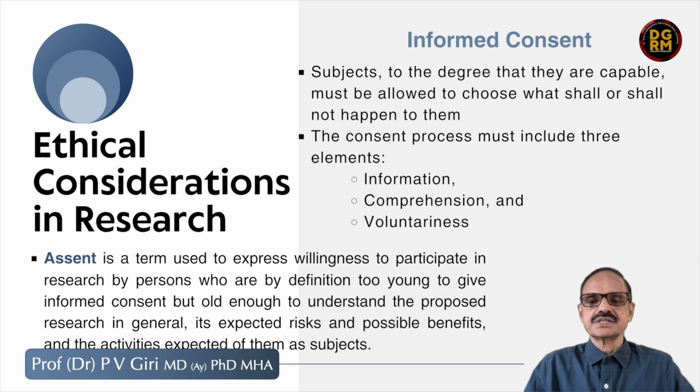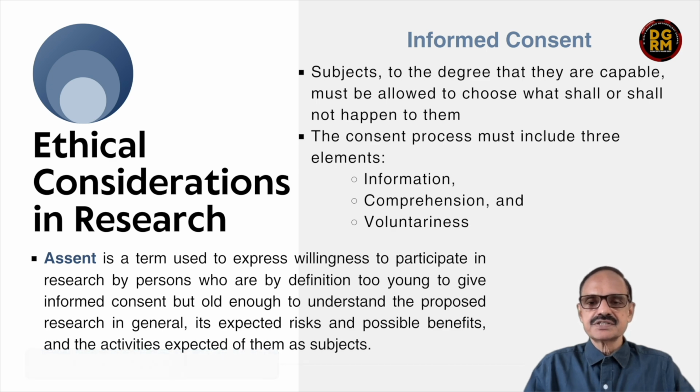In some conditions, the patient is unable to give informed consent, such as children and patients with cognitive impairment. In that case, the legal representative, either guardians or parents, can give the informed consent. So that is called assent. That is all about the basics of research methodology.